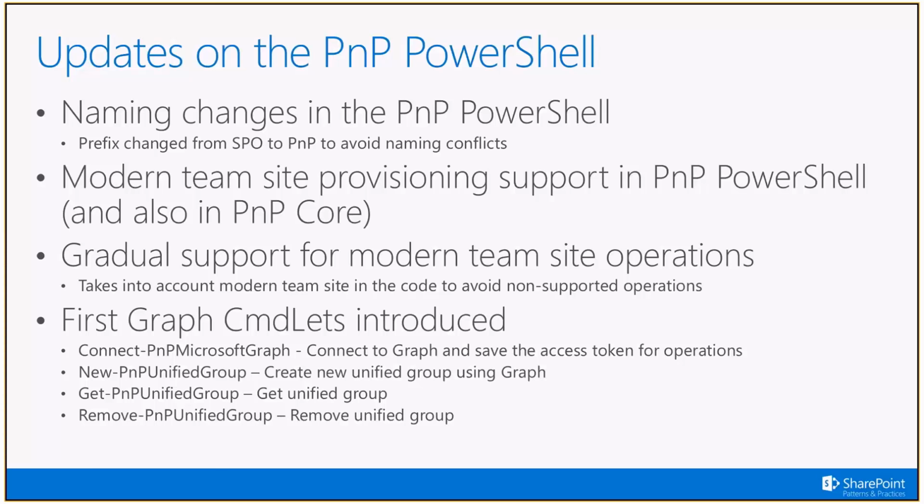Which have been causing slight challenges. So what we're going to do starting from November is flip the prefix to PnP. And there's some additional work related to aliases. So for the time being, all of your existing PowerShell scripts will be working completely fine. And the SPO prefix will be deprecated, if I remember correctly, in January. Sorry, it's deprecated now, but it's going to be removed in the January release. And Erwin is going to talk about that in a second.